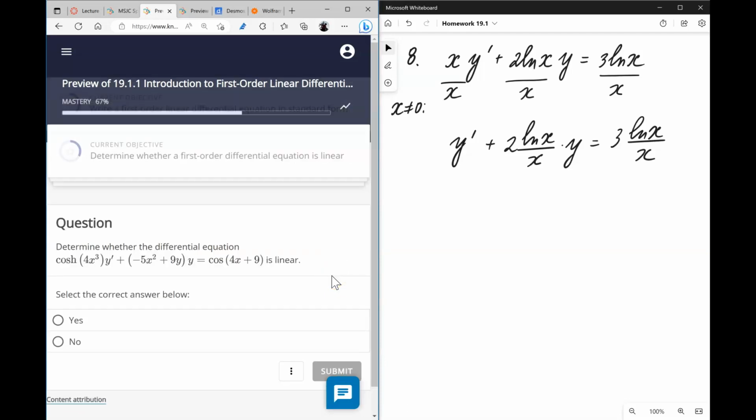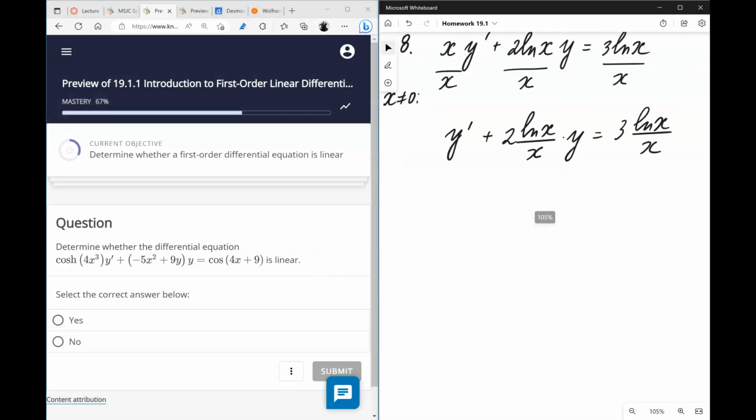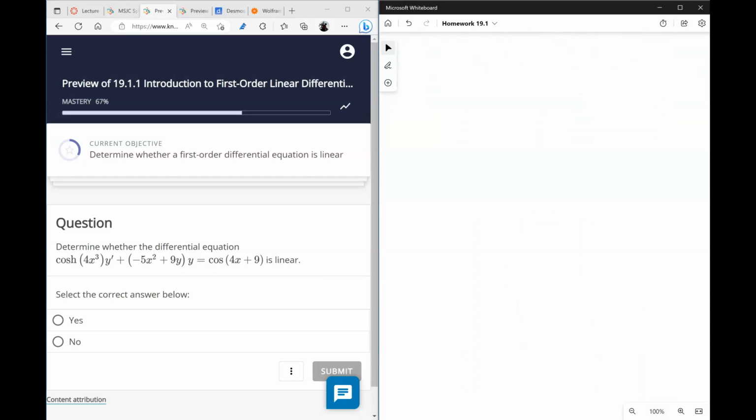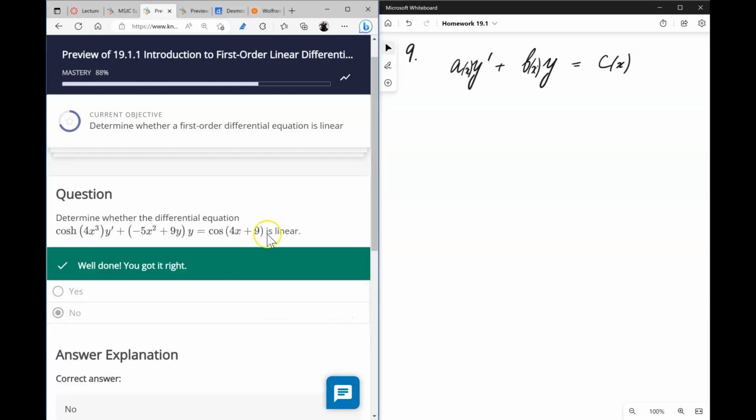So, next question. Number 9. Determine whether the differential equation is linear. And again, in order for it to be linear, we have to have something like this, where a, b, and c are the functions of x only. And here we don't see that. We have this extra y, so no, this is not a linear equation.